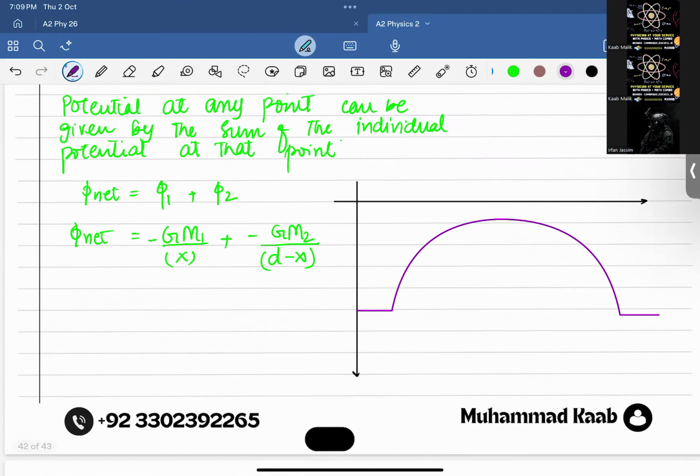Oh, okay. Okay, so over here, there's going to be the potential. Okay, and at this point, there's going to be the distance.